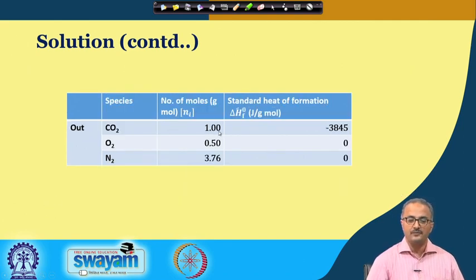And now we have all this information about the outlet stream, the standard heat of formation, and again these values are found from the data chart given in the literature.